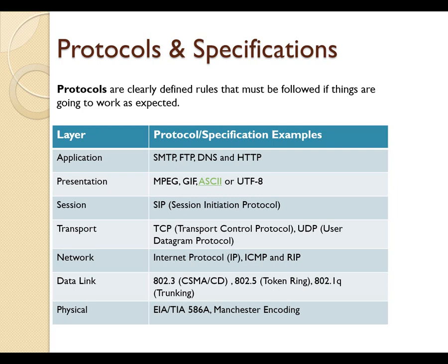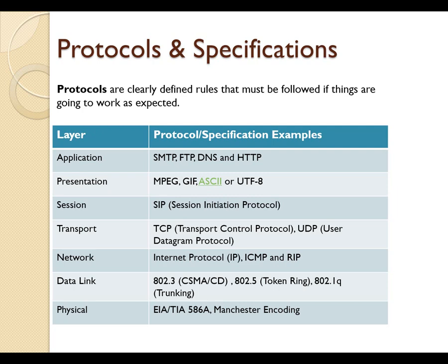also a physical specification. At the data link layer, we define things like local area network specifications. So, for instance, 802.3, or what many of you will know as Ethernet, is defined at layer 2, and then there's 802.5, which is token ring, which is not used much anymore, and then 802.1 is a switching protocol called trunking, which I think we're going to get to do in lab.